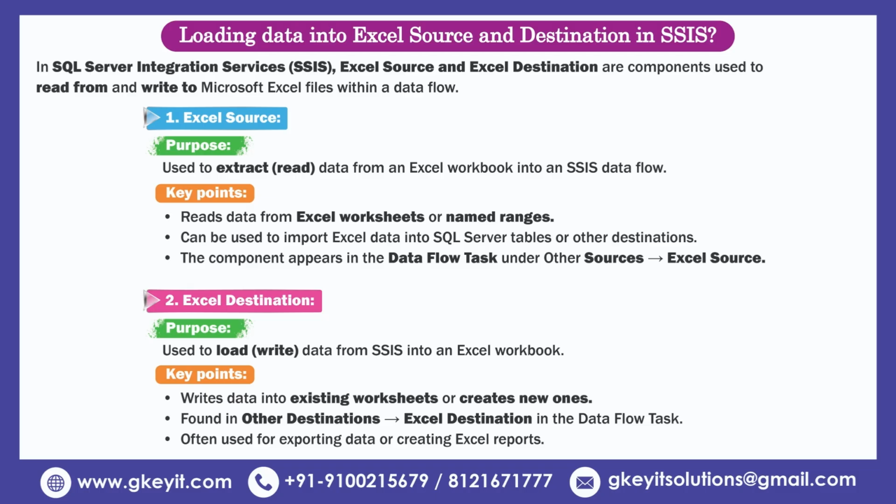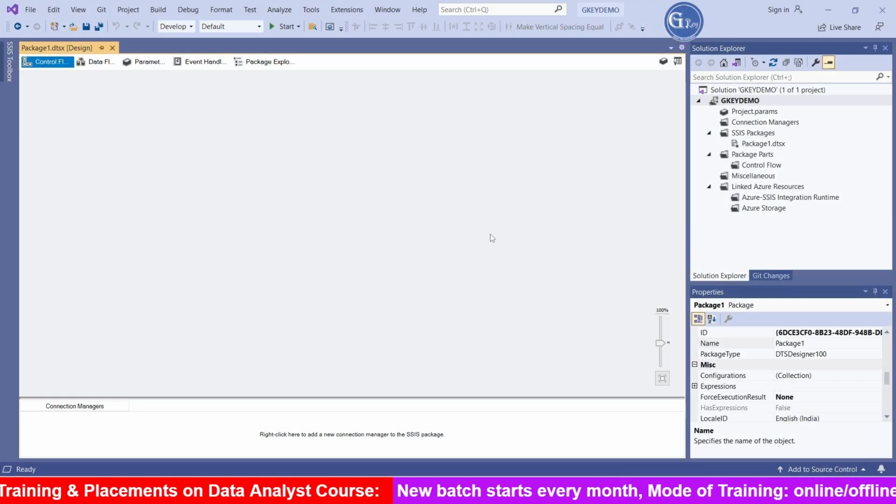And coming to Excel destination, the purpose is to load or write data from SSIS into an Excel workbook. Key points are: it writes data into existing worksheets or creates new ones. It is found under Other Destinations, Excel Destination in the data flow task. It is often used for exporting data or creating Excel reports. Let's see these things practically in SSIS, that is SQL Server Integration Services.